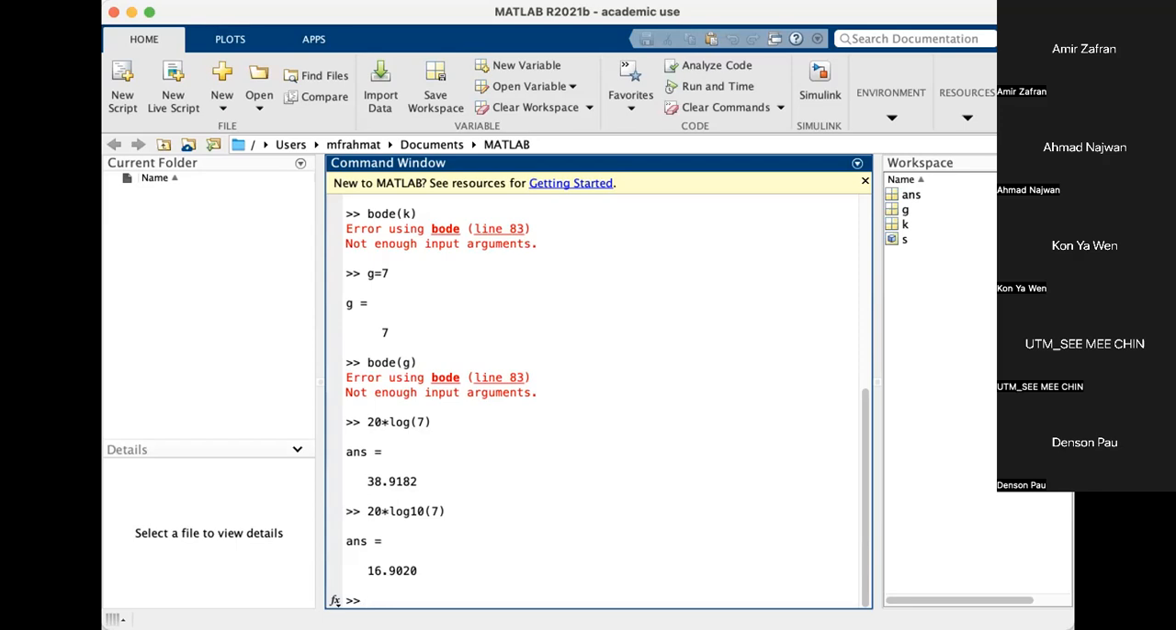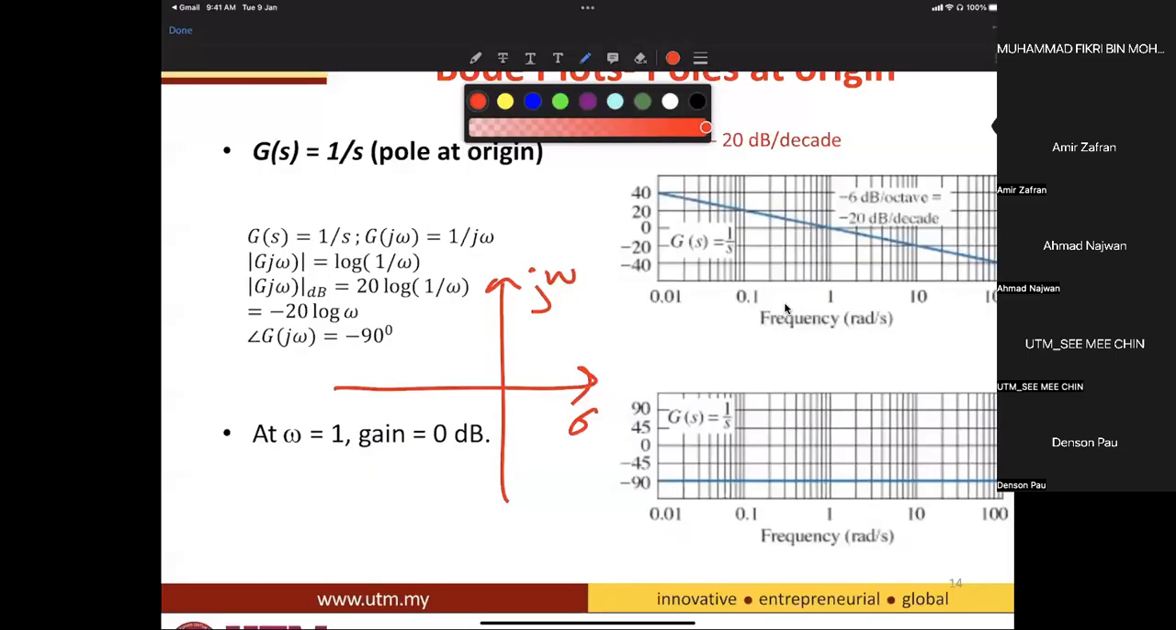Okay. Poles at the origin. Doctor, you're not sharing your slide. Sorry, Kak. Okay. So I repeat again.